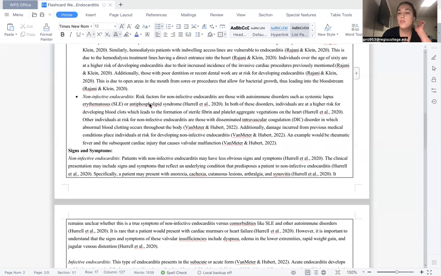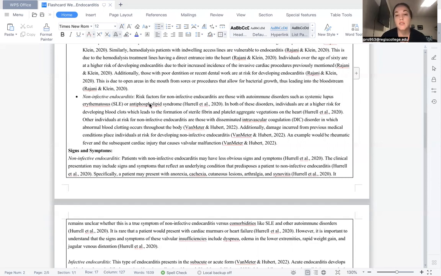those are what the vegetations consist of within the heart. Other individuals who might be at risk for non-infective endocarditis are those with disseminated intravascular coagulation disorder, also known as DIC. Within that, we're going to see abnormal blood clotting occurring throughout the body. And we will also see those who have damage that was incurred from different medical conditions that happened prior to the development of endocarditis.